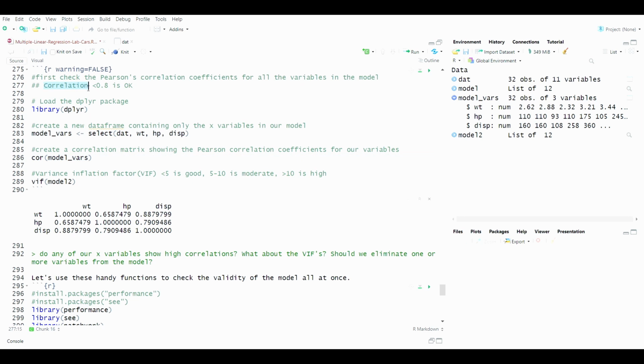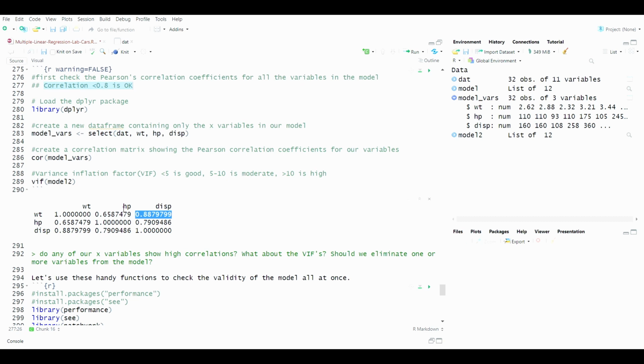Remember, we wanted our correlation less than 0.8. This is a cause for concern. That means that weight and displacement are strongly correlated with each other, and that means it's probably not adding much more information to include both of them. They're probably affecting y in a similar way. It's like they're dogpiling on top of each other. That increases or inflates our variances. Not good for our model.